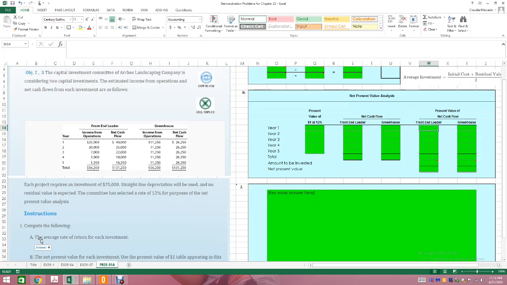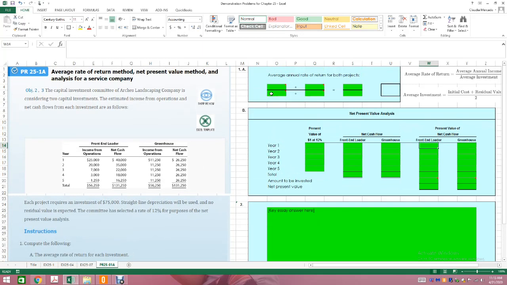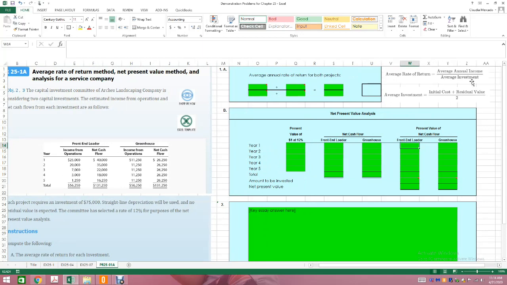Requirement A, compute the average rate of return for each investment. So this is my requirement A. Now, in a prior problem, we had already calculated our average rate of return, which is our average annual income over our average investment. And we had done the calculations for our average investment, which is our initial cost plus our residual value. So the first component that I'm going to do here is my average annual income.